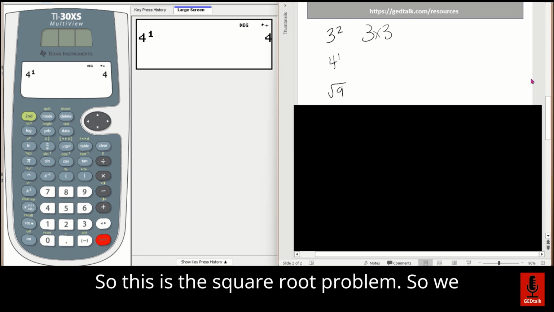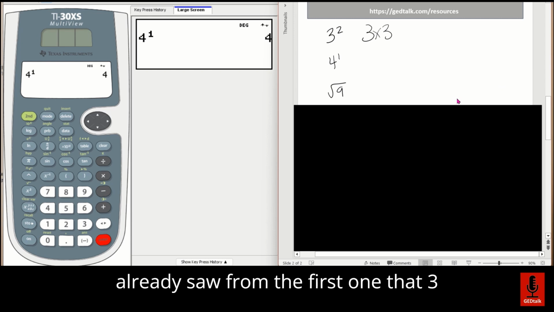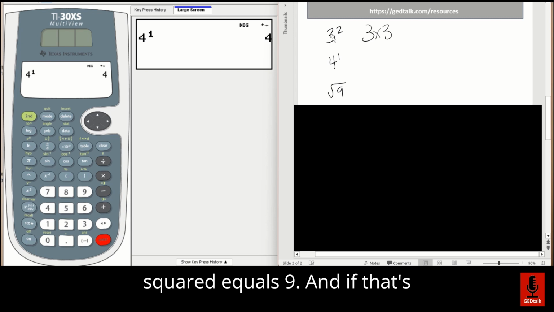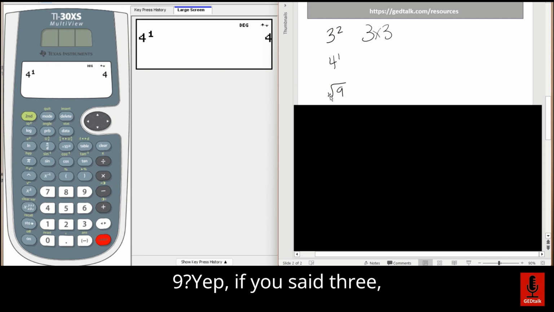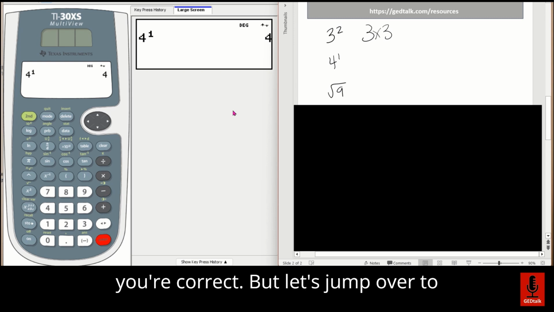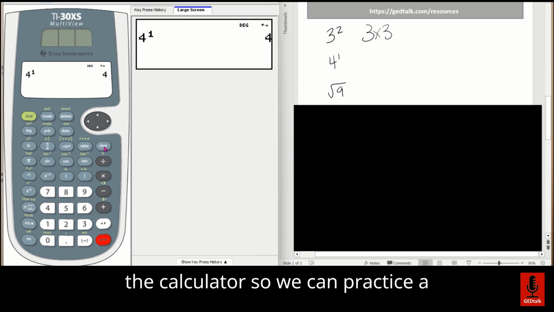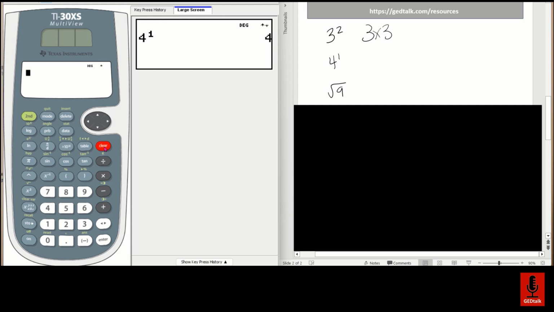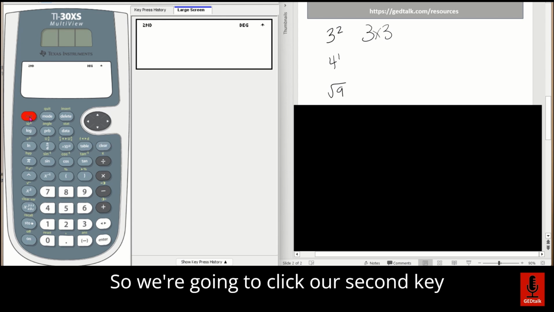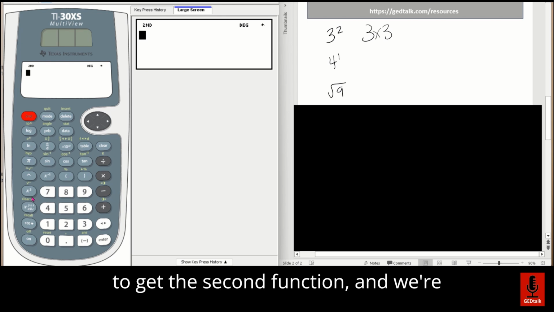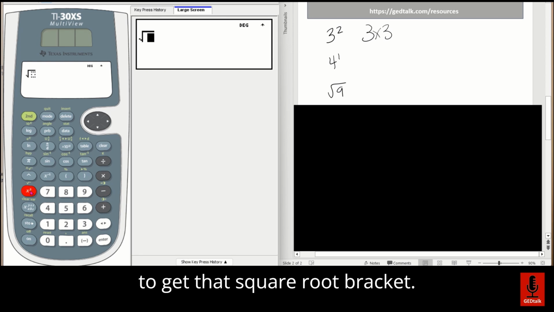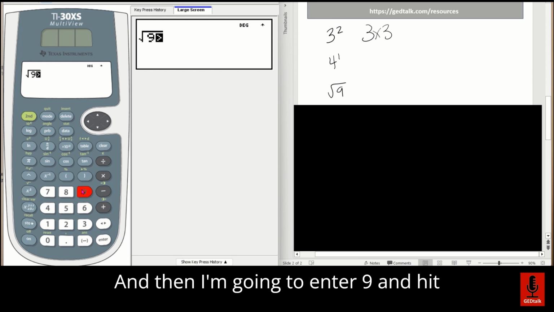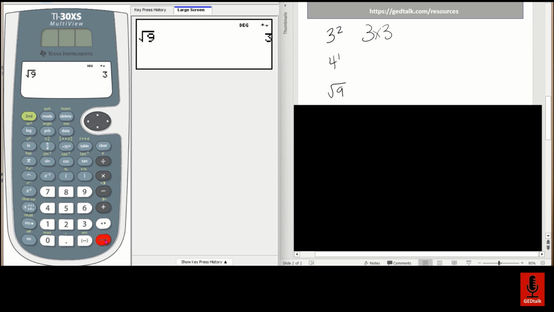Let's go to the next problem. So this is the square root problem. We already saw from the first one that 3 squared equals 9. And if that's the case, then what's the square root of 9? Yep, if you said 3, you're correct. But let's jump over to the calculator so we can practice a square root problem. So we're going to click our second key to get the second function, and click on the x squared key to get that square root bracket. And then I'm going to enter 9 and hit enter.